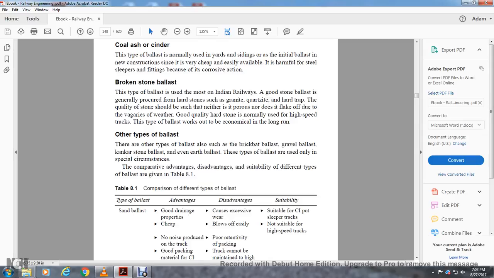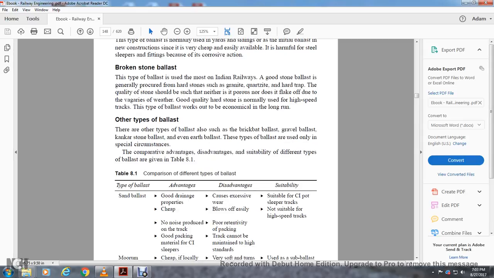Alright, sand ballast. Advantages: good drainage, cheap, no noise produced on the track, good bearing for the cast iron sleepers. Disadvantages: it causes excessive wear, blows off easily, and packing and plate-laying cannot be maintained to high standards. Suitability: suitable for cast iron pot sleeper tracks, not suitable for high-speed tracks.